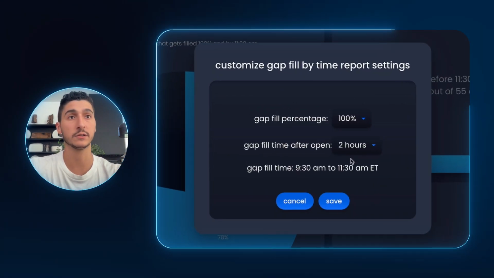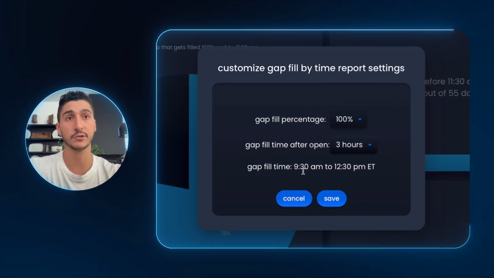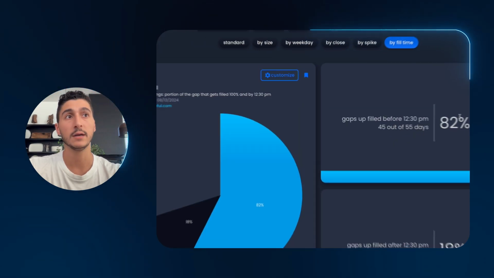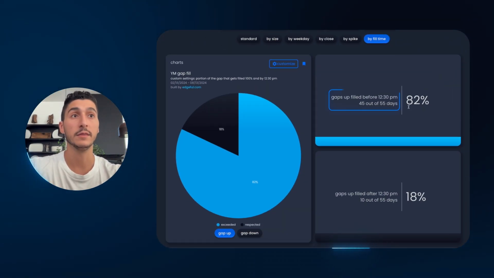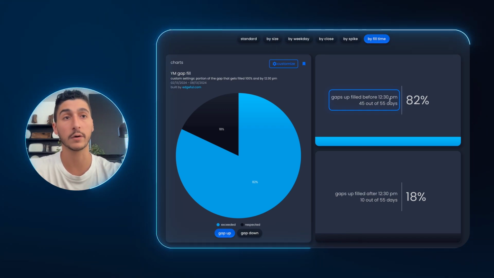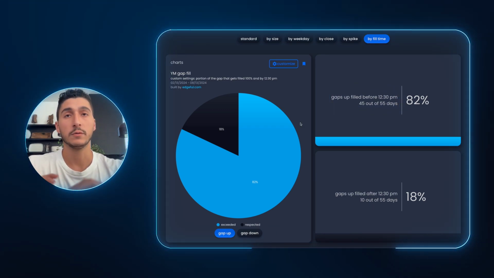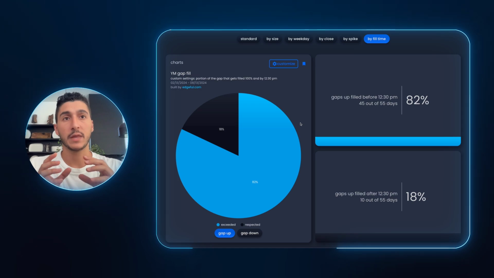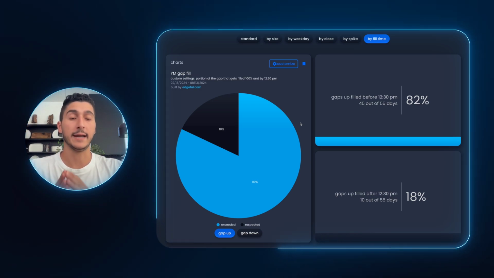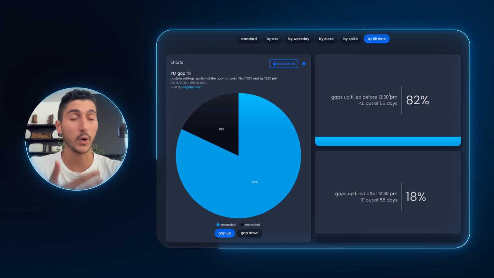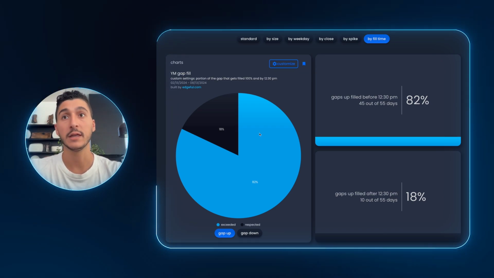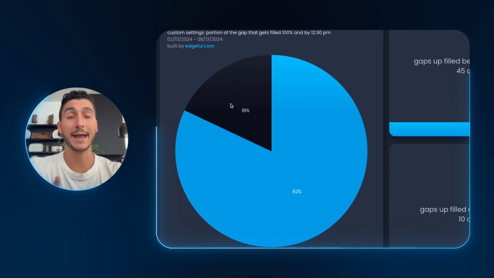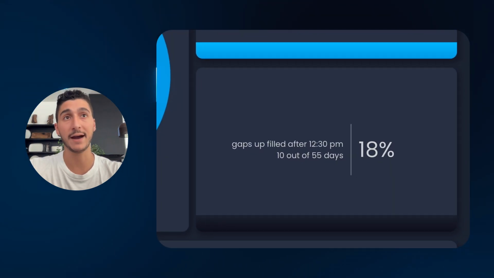You can change this to, let's just say 3 hours. So from 9:30 to 12:30. And now you can see 82% of the time, the gaps will fill before 12:30. So the way that you use this is to say, if I'm going for this trade and it hasn't happened yet, and it's 12:30 now, it's probably not going to happen that day. Only 18% of the time will it fill after 12:30.